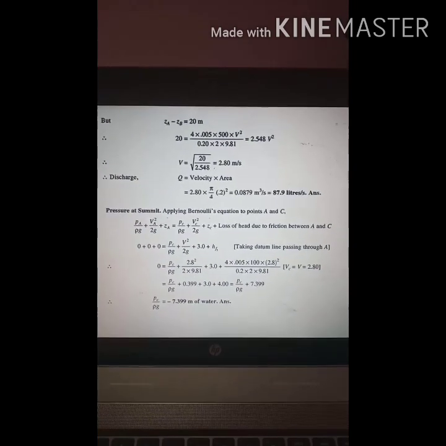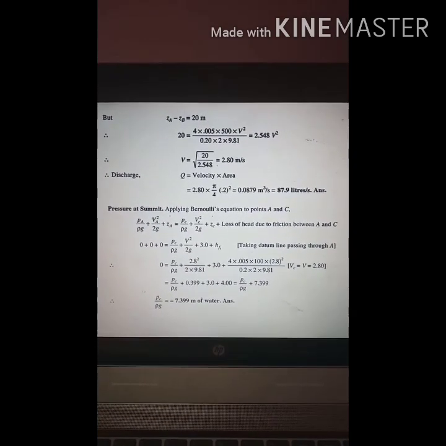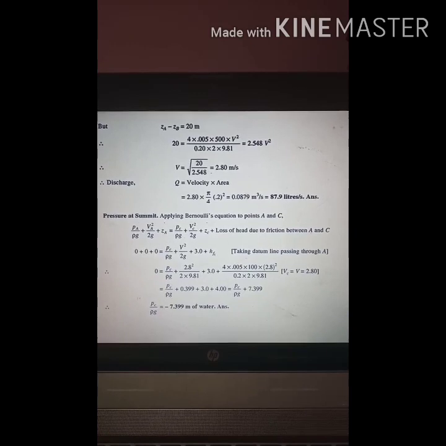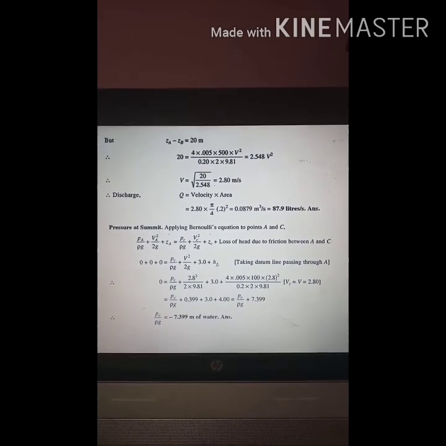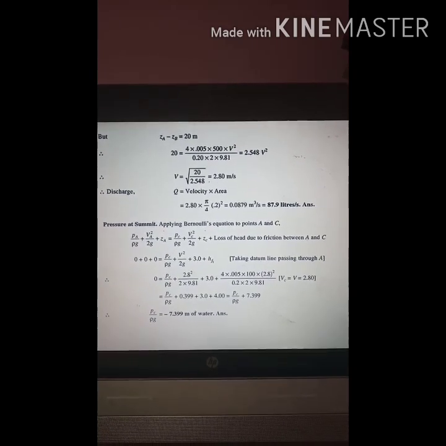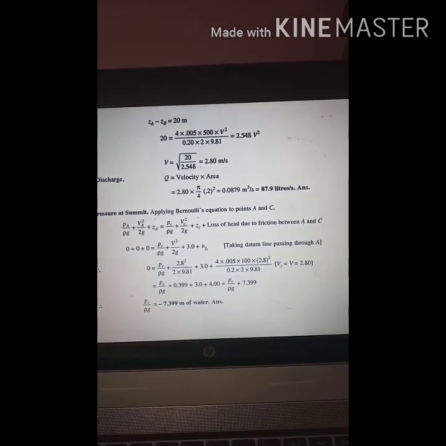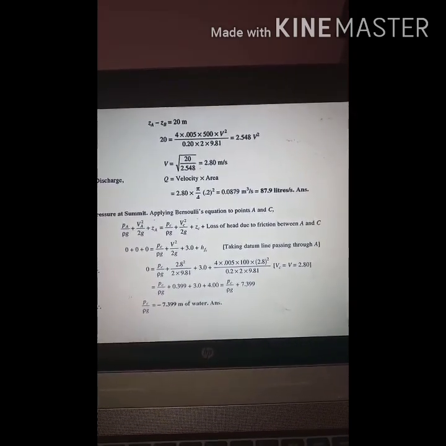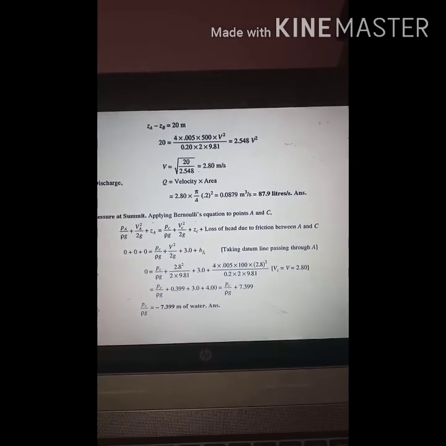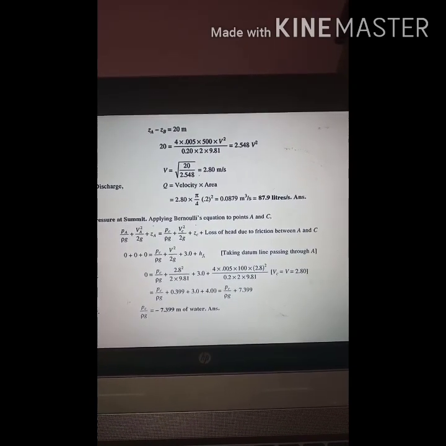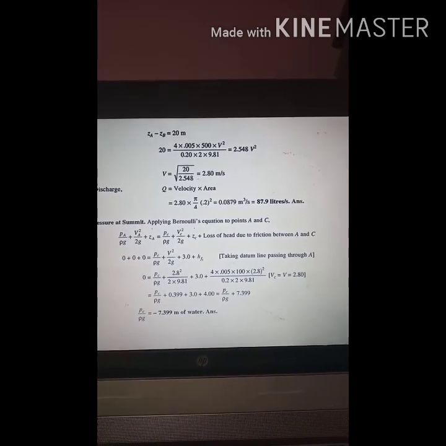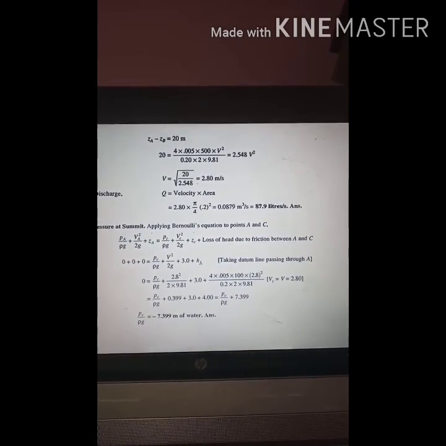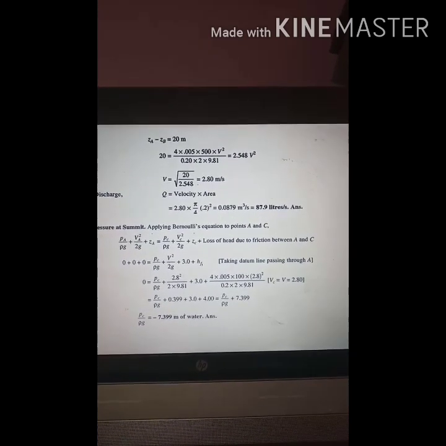And the pressure at the summit, that is at the point C, we have to find. So you have to apply the Bernoulli's equation between point A and C. Again, PA by rho g plus VA square by 2g plus ZA is equal to PC by rho g plus VC square by 2g plus ZC plus loss of head HF between point A and C. So it is again PA by rho g 0, VA square by 2g 0, ZA compared to ZC, it is 0. Okay, because ZC minus ZA is 3 meter.